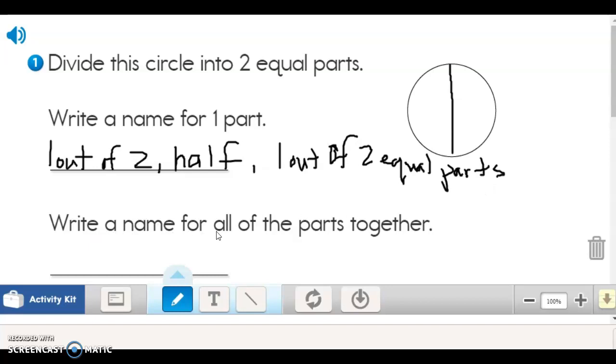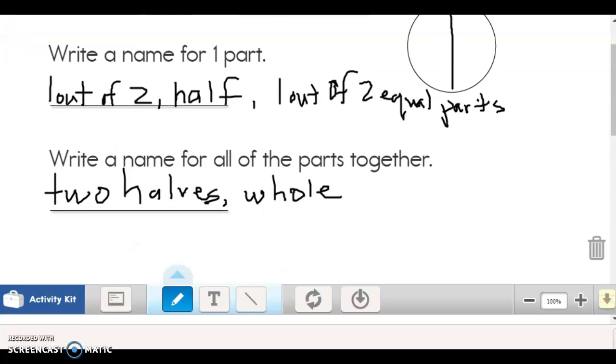Now this one says, write a name for all of the parts together. If it was all of it, all of that would be shaded, and we would call that 2 halves, or we could call it whole. That would work too. Or 2 out of 2.